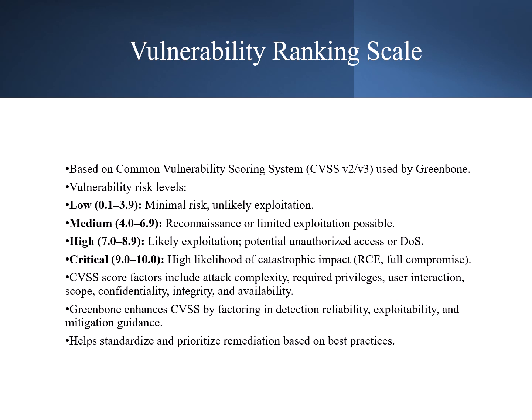Here I wanted to talk about the ranking scale that I used. I used the Common Vulnerability Scoring System, which is what was used by Greenbone. It seemed the easiest and made the most sense. So I used their scoring system, which is shown below, which is low, medium, high, and critical. I did not label mine as critical, I just labeled them as high. But the score factors include attack complexity, privileges, user interaction, scope, confidentiality, integrity, and availability. And Greenbone enhances this by factoring in detection reliability, exploitability, and mitigation when giving us this score.